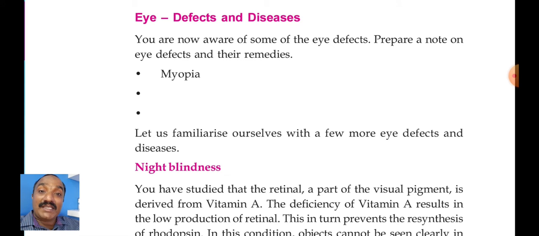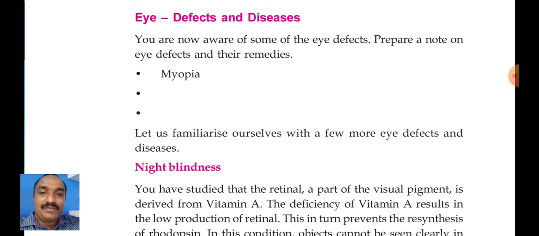So what may be the reason? The reason is a decrease in the length of the eyeball. Just opposite. That is the reason for hypermetropia. Then how can it be treated? It can be treated by using a convex lens. First one was a concave lens, here it is a convex lens, so by using a convex lens this disease can be treated.